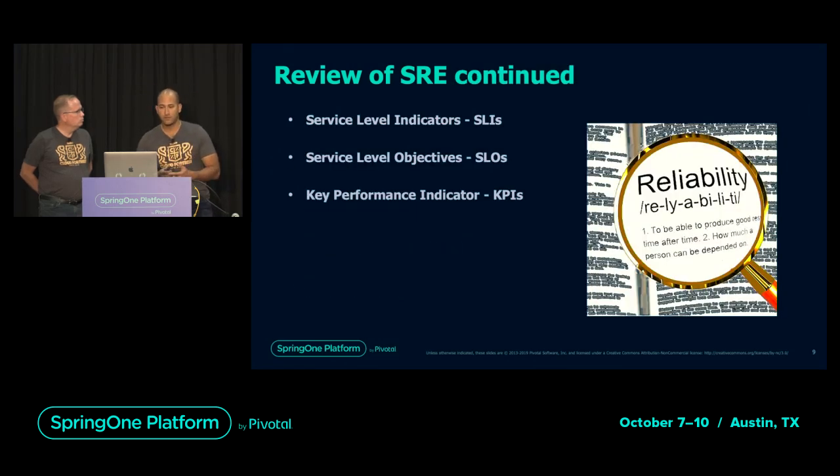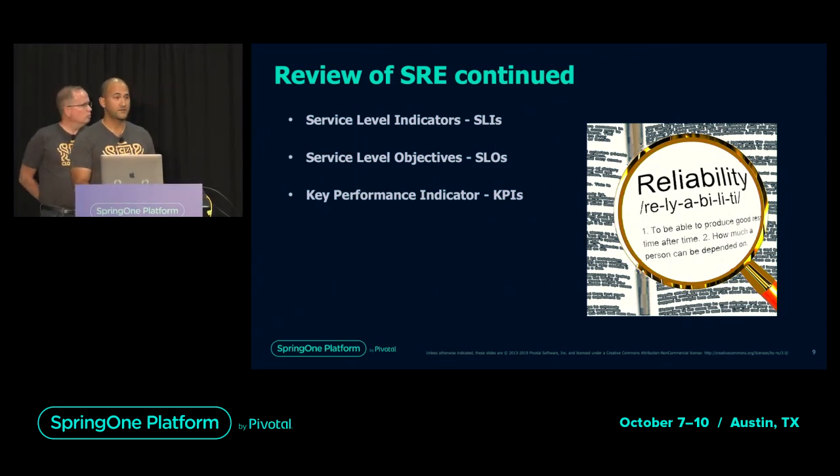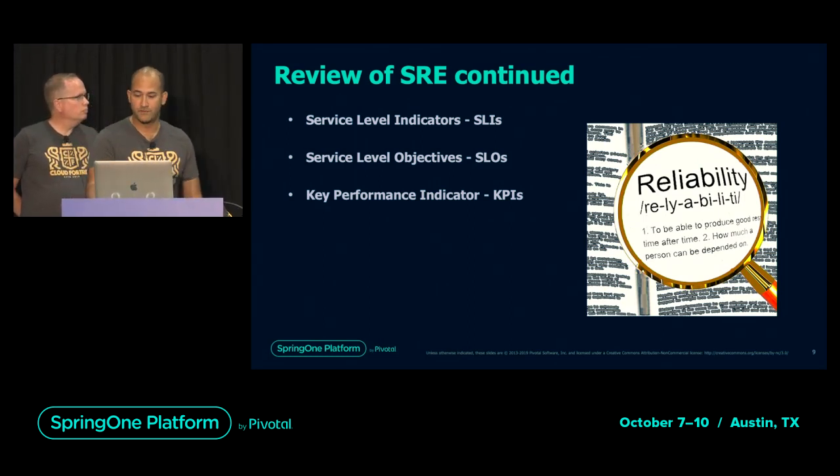Continuing on with a review of SRE, you could say reliability, one of the definitions would be to be able to produce results time after time, or how much a person or platform can be depended on. Some quick definitions we have here are service level indicators, or what we refer to as SLIs. An SLI is an indicator of a level of service. It's a measurement of the user's expectations.